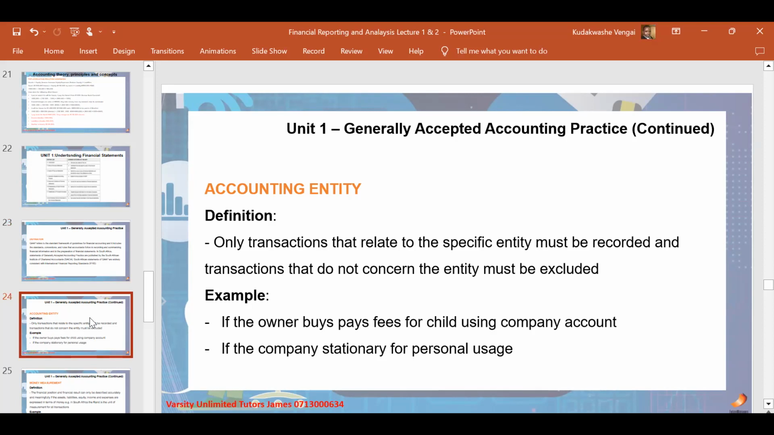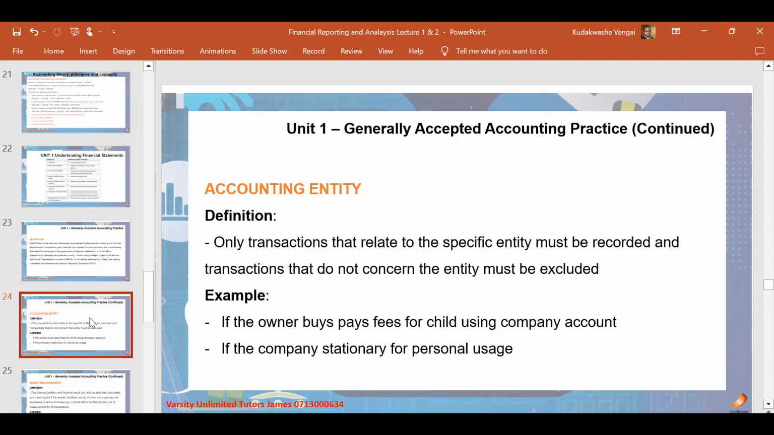The accounting entity concept says that there should be a separation of the transactions of the business and the transactions of the owner of the business, which means that the business stands by itself. It is not the same as the owner of the business, right? Which means that the owner cannot take money from the business and pay the school fees of his own children and then put it as a business expense. That is not allowed when you're doing accounting.